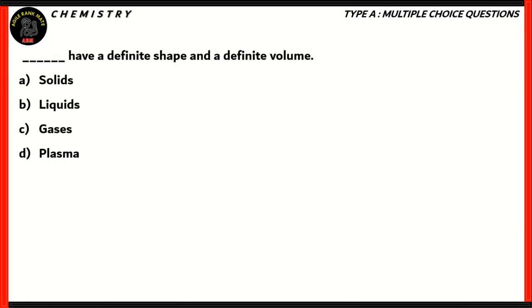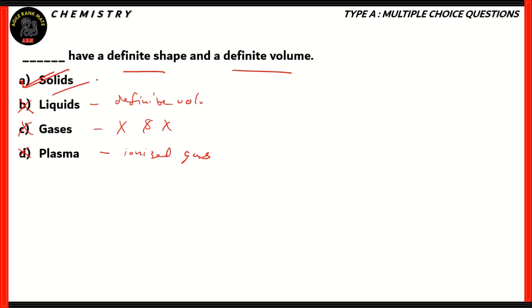Now, this is a question from chemistry. This one's pretty easy. Dash have a definite shape and a definite volume. If you look at our options, plasma is basically ionized gases. Gases have no shape and no volume. So they don't have a definite shape or volume, so options D and C are incorrect. Liquids only have definite volume, but not a definitive shape. So option B is also incorrect. The right answer is option A, solids.